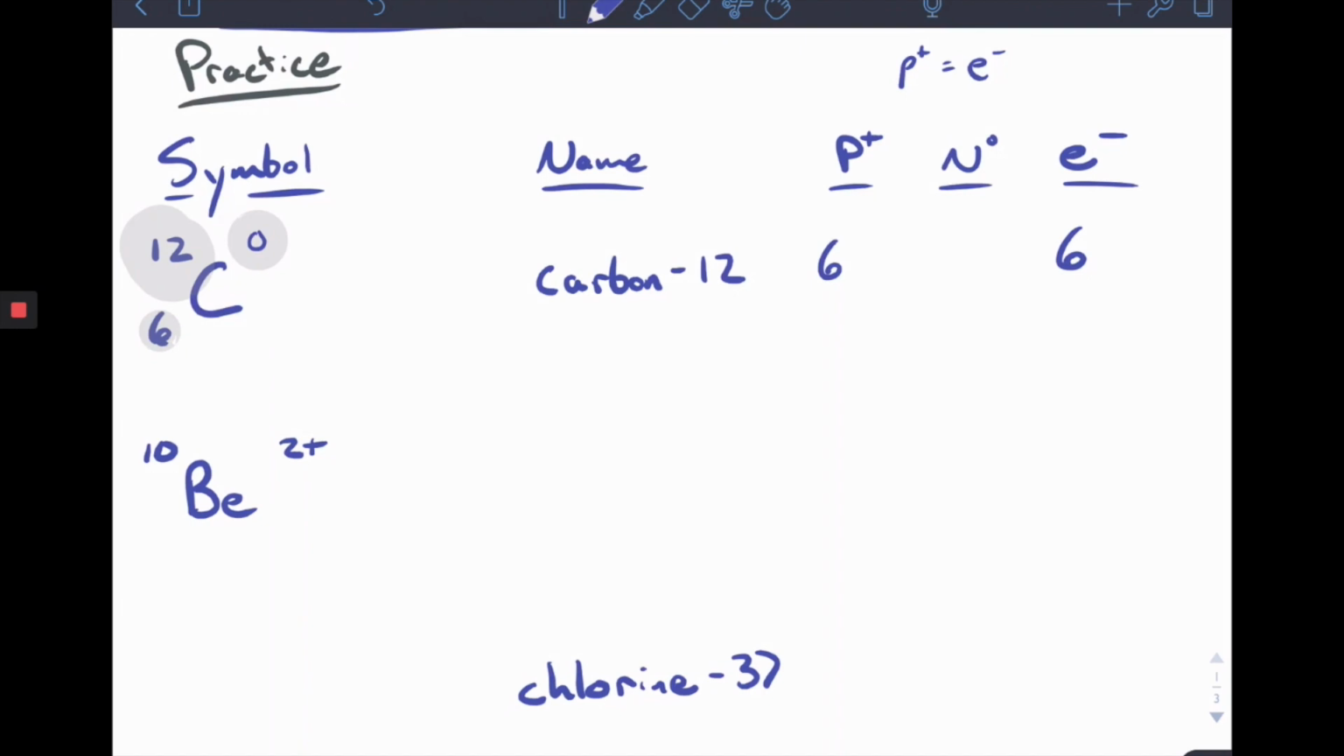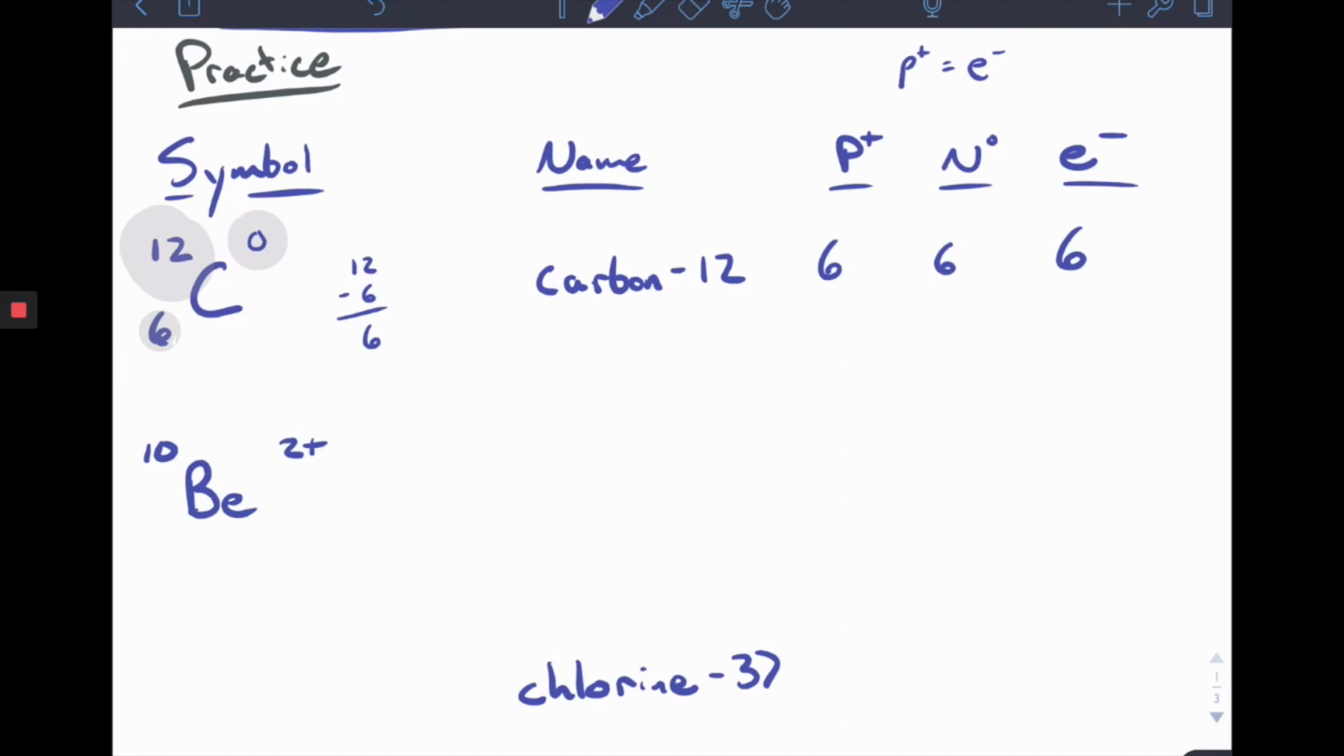All right, how do you figure out the number of neutrons? We talked about this before. You take the number of protons and neutrons, which is the mass number, subtract off the number of protons, and for our case here, 12 minus 6 is 6. So this carbon has 6 protons, 6 neutrons, and 6 electrons. Let's take a look at the next one.